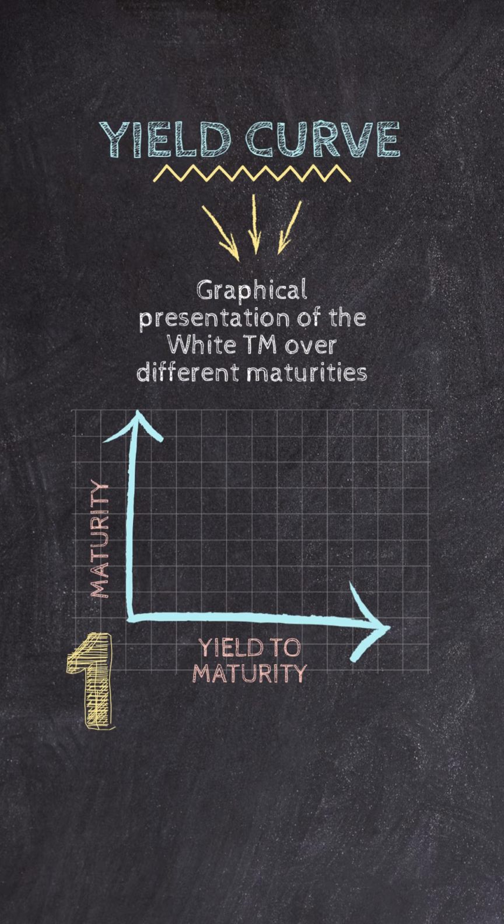Now, usually, the longer maturities will have a higher interest rate, whereas the shorter maturities will have a lower interest rate. So the yield curve which is going up is called a normal yield curve.